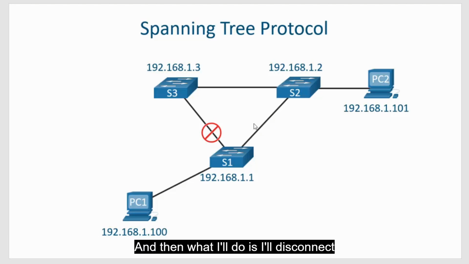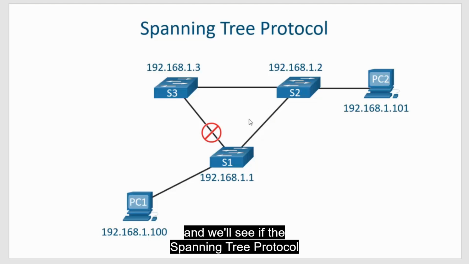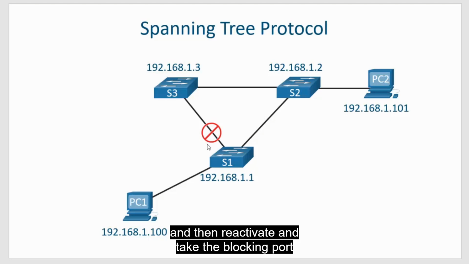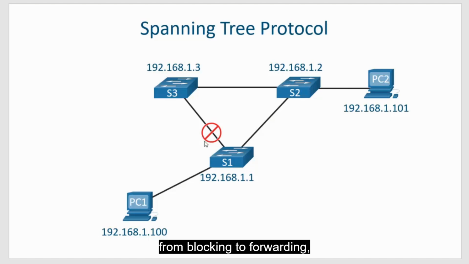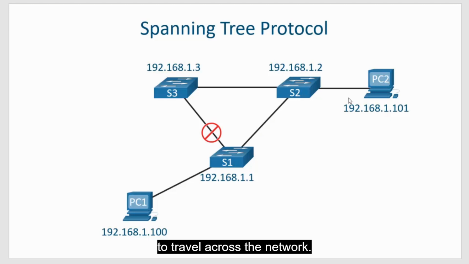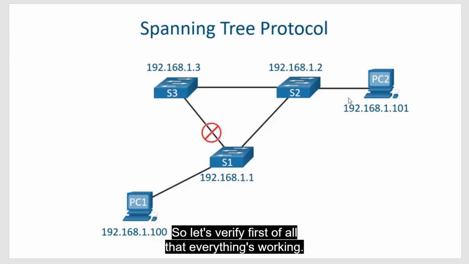And then what I'll do is I'll disconnect the Ethernet cable connecting S1 and S2, and we'll see if the spanning tree protocol will recognize the broken link and then reactivate and take the blocking port from blocking to forwarding, thus adding redundancy and allowing the packets to travel across the network. So let's verify first of all that everything's working.